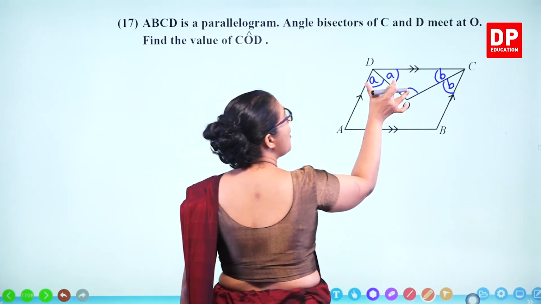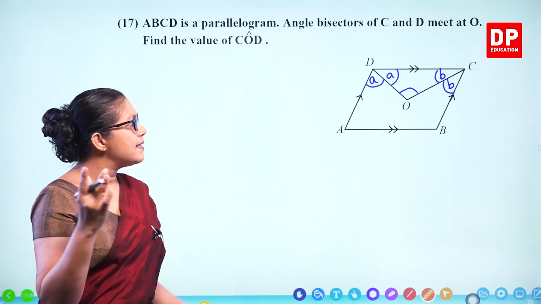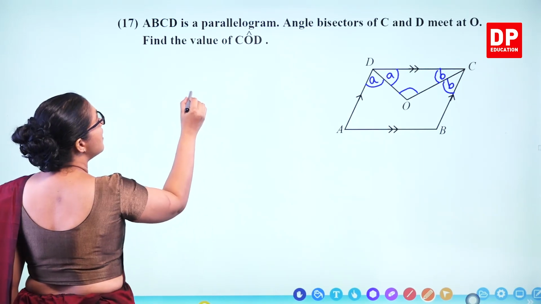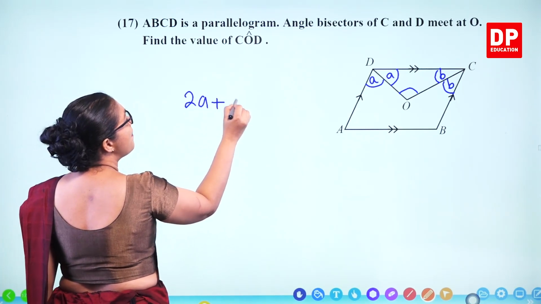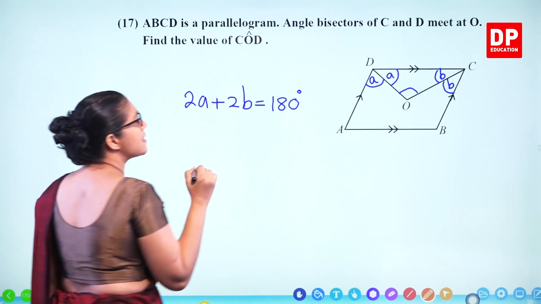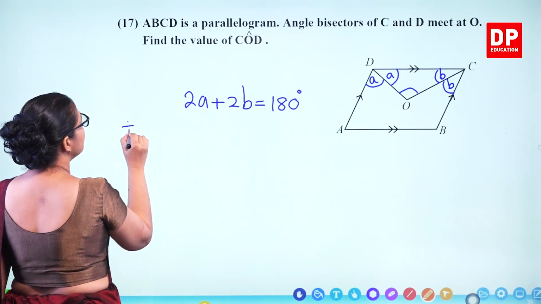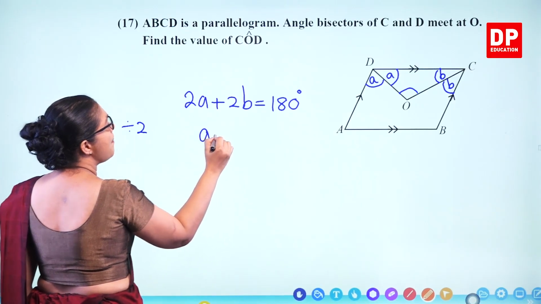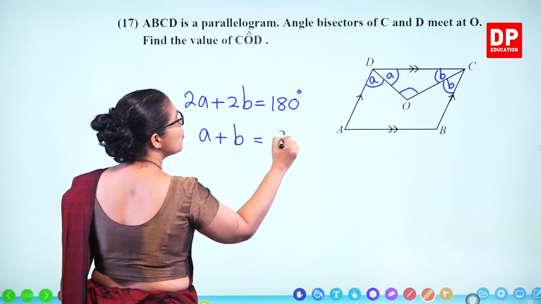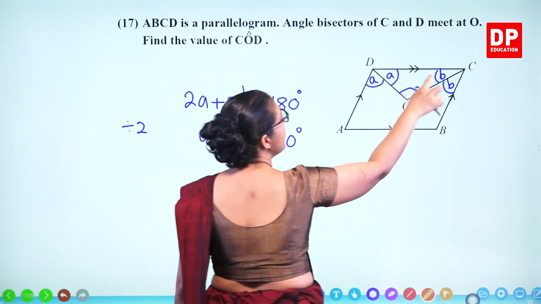What can you say about this angle and this angle? 2A and 2B? This is inside two parallel lines, allied angles. Allied angles, 2A plus 2B is equal to 180 degrees. Divide the whole thing by 2. A plus B equals 180 divided by 2, that's 90 degrees. These two add up to 90 degrees.